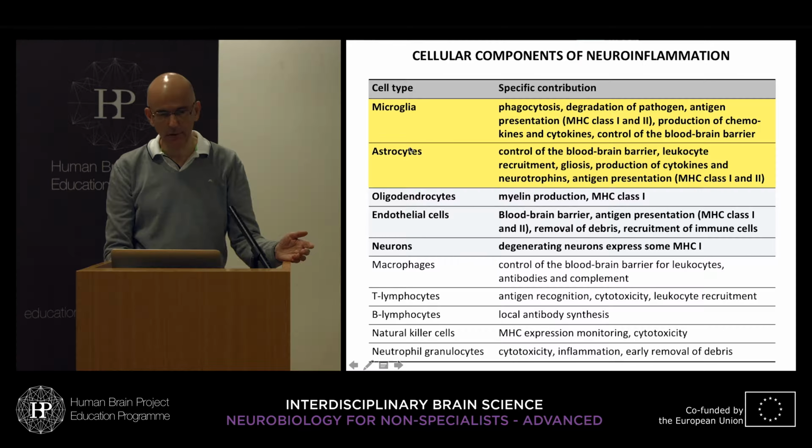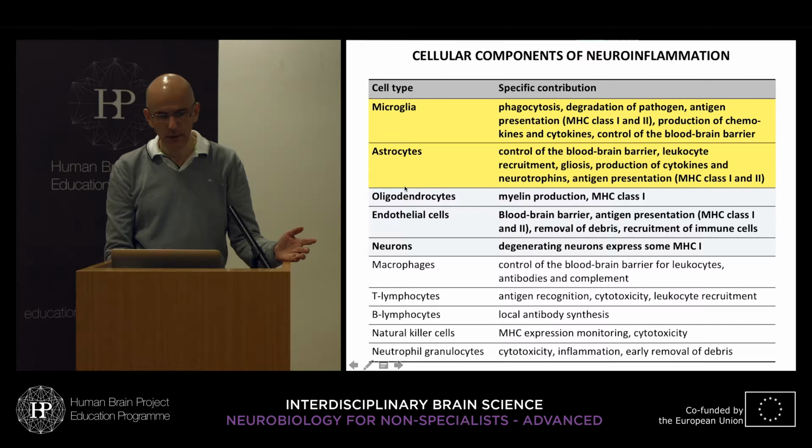Astrocytes, what you have heard before in the previous lectures, are involved in neural transmission, but they also play an important role in the immune system of the brain or the nervous system. Because they control the blood-brain barrier, they are important for leukocyte recruitment, for gliosis after an injury, for example, for the production of cytokines and neurotrophins, and also for antigen presentation via MHC class 1 and 2 molecules.